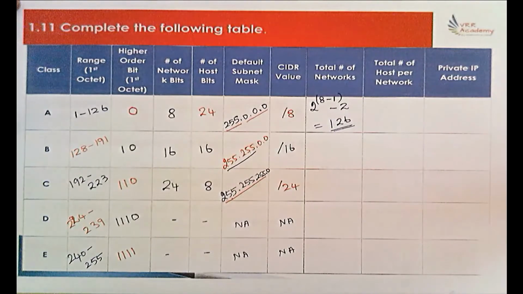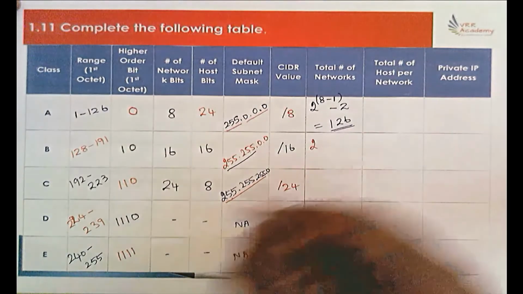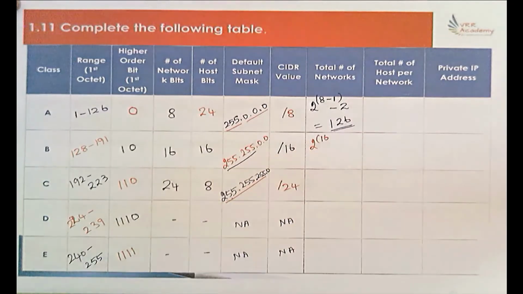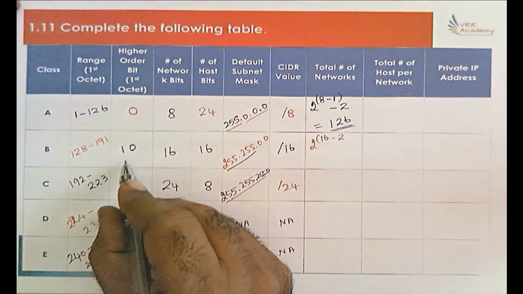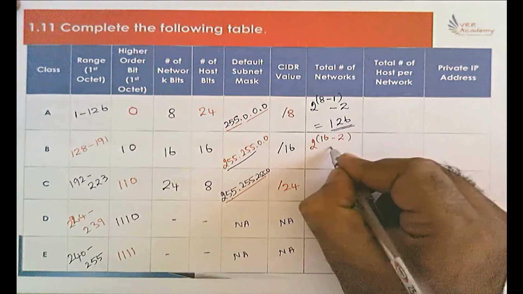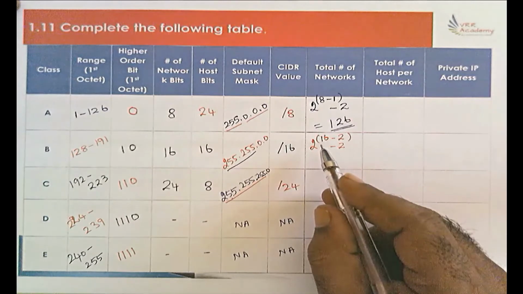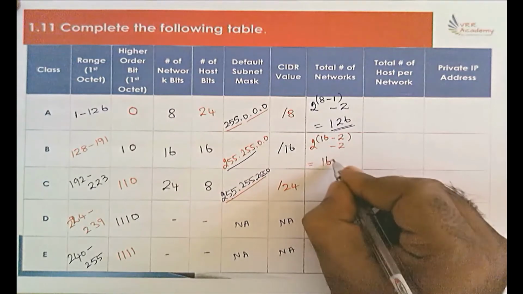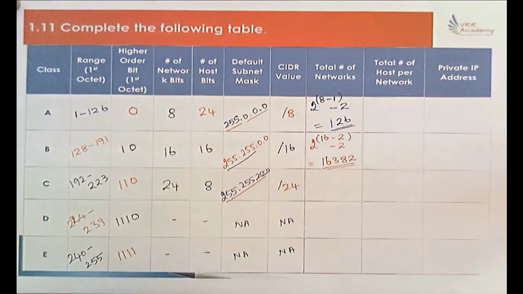Then moving on to class B. We can apply the same formula here: 2 to the power of the number of network bits. The number of network bits is 16. Then I am going to reduce 2 bits, because we have given 2 bits for the higher order, 1 0. So this is 2 to the power of 14 minus 2. If you solve it, you will get 16,382 networks available. So in class B, we have 16,382 networks.